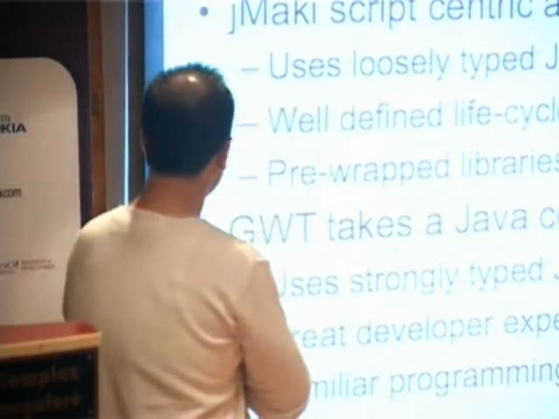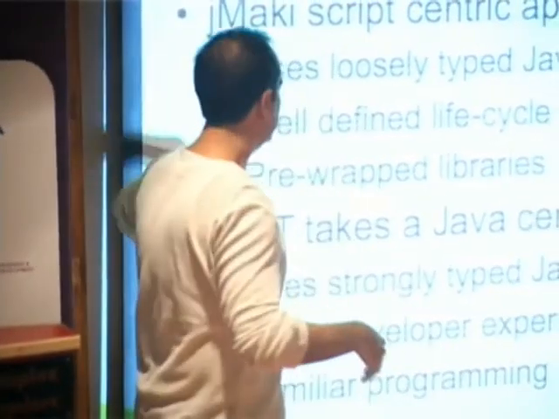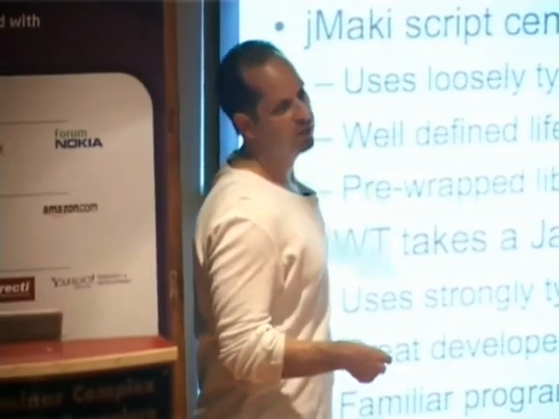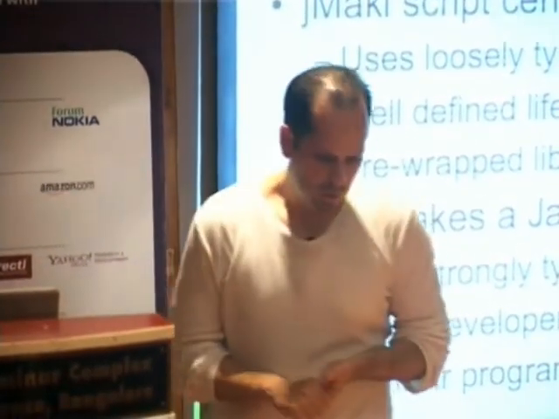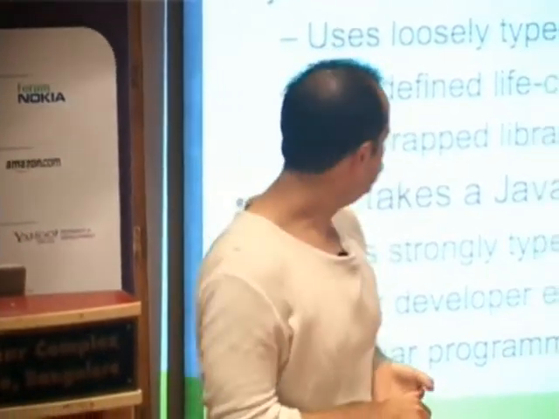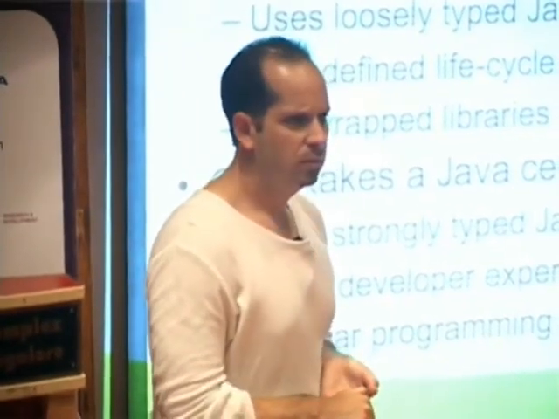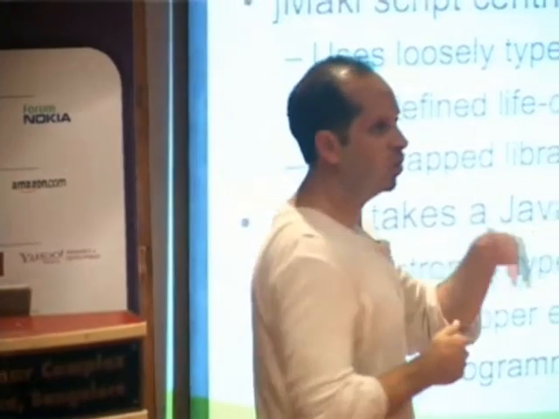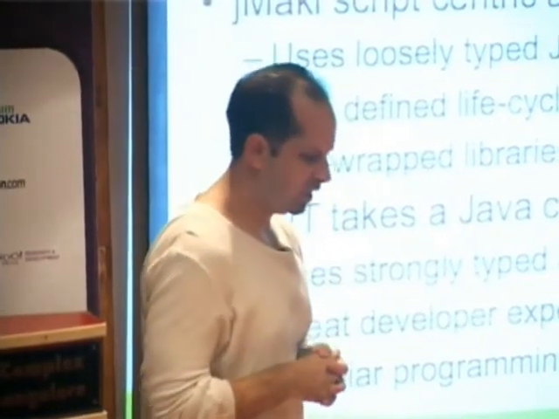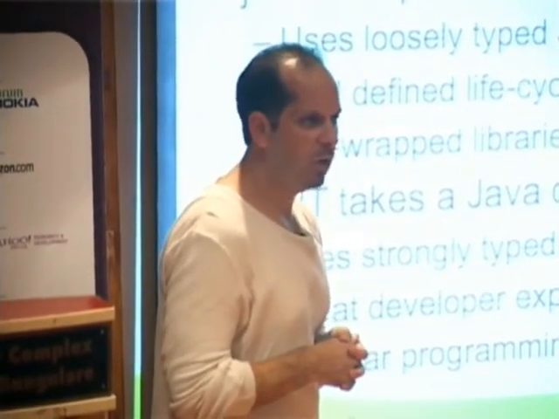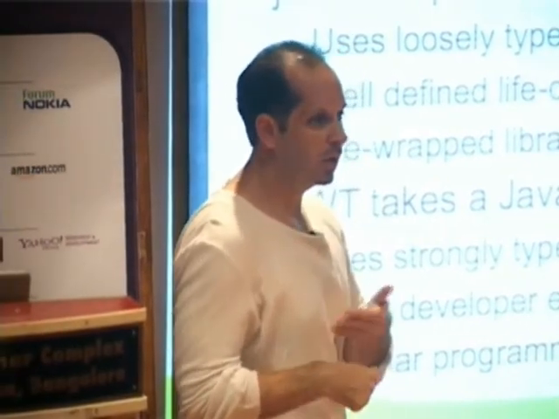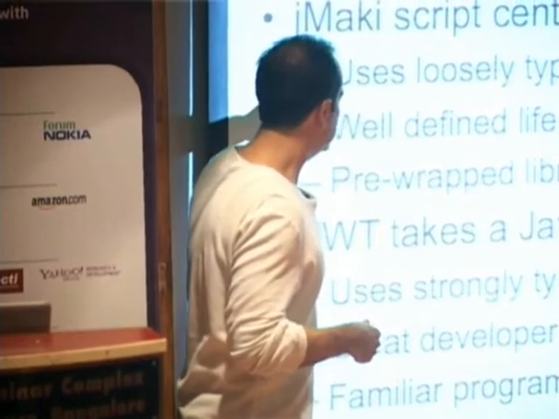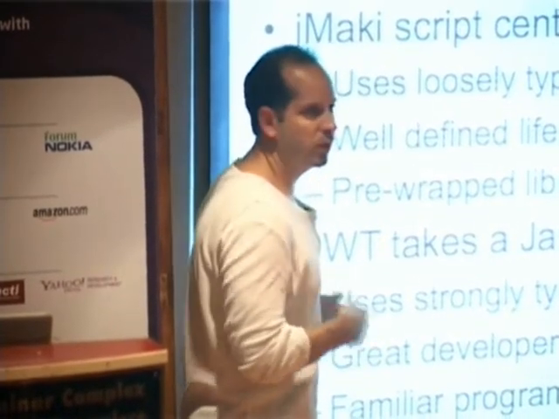Okay. Whenever I talk to a GWT developer, this always comes up. The big difference between the two: one is strong type, one has JavaScript type. In the case of jMaki, the actual widget model is a strong model in the sense that it's well defined how a widget gets initialized, and that's the way we're able to actually do the integration. This life cycle is extremely important. And of course, we've done the pre-wrapping a lot.